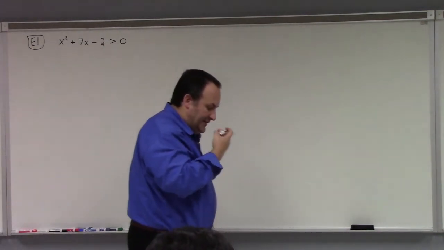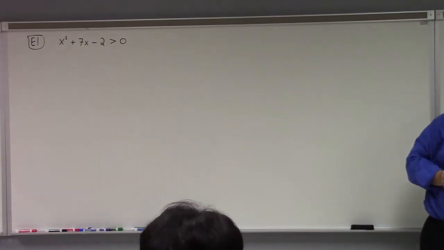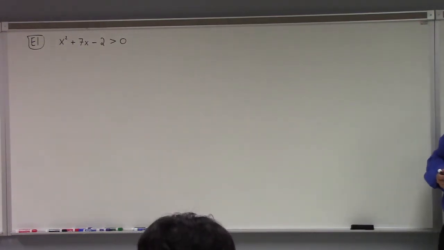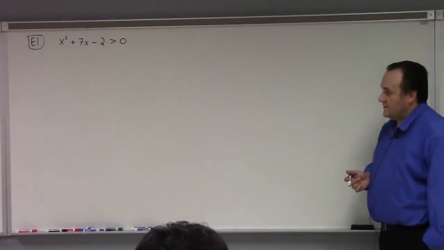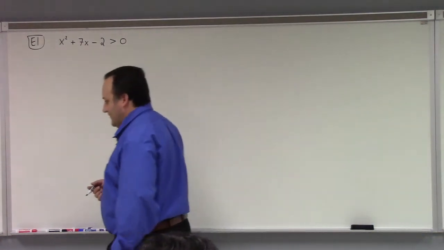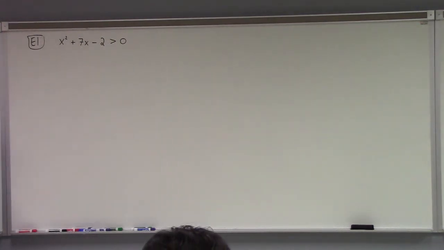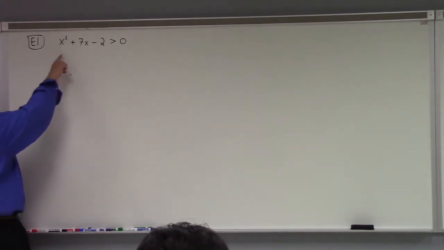This one's a little bit uglier than the ones we did last time, because I don't think we can factor this nicely, right? Can you factor x squared plus 7x minus 2? No. I think 2 has factors of 1 and 2, so you can't get 7 as the cross term. So what we're going to do is complete the square on this thing.